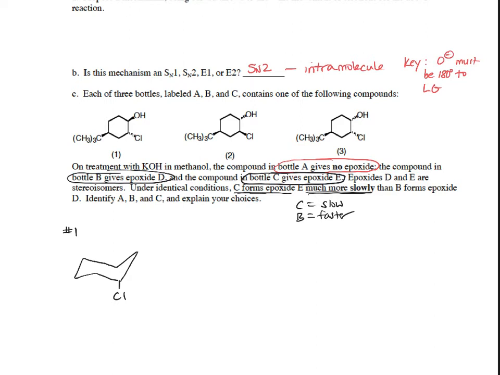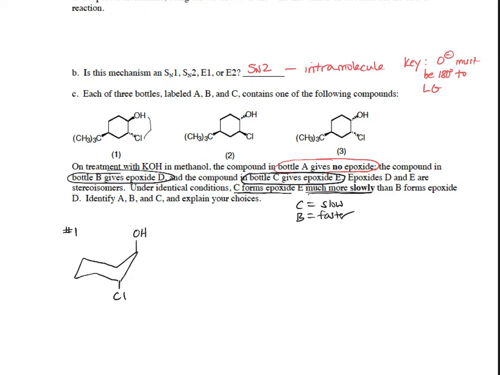Now the OH is next door to it, and notice the Cl and the OH on number 1, they're trans, right? Those two right there, they're trans. So if the chlorine's down, the OH has to be up. So we got that. I'm kind of liking the look of that right now.